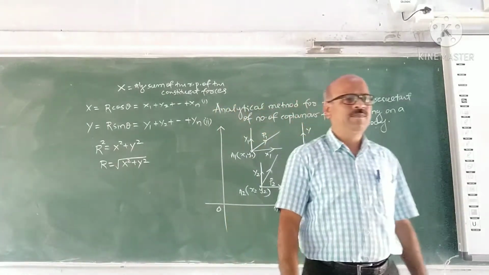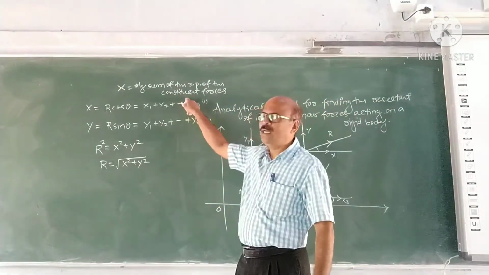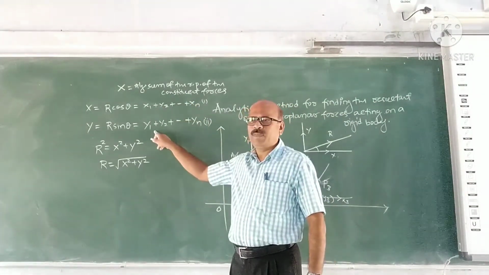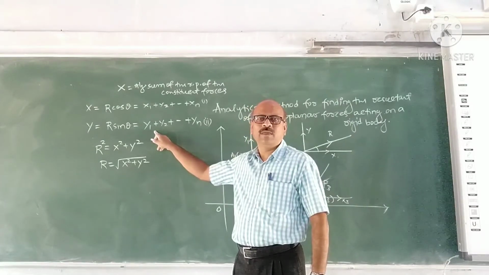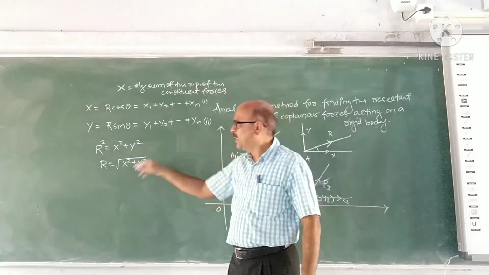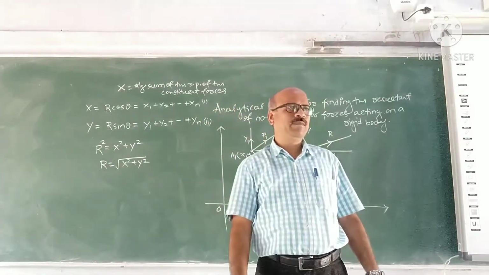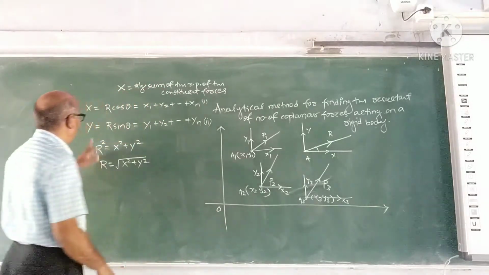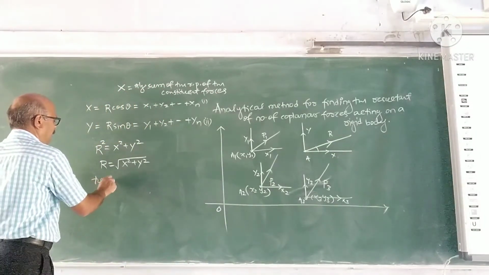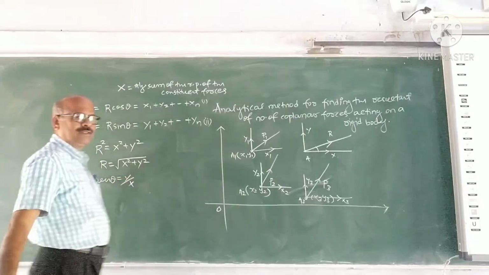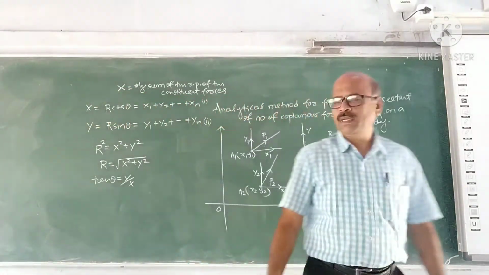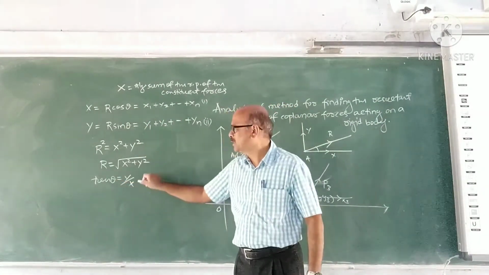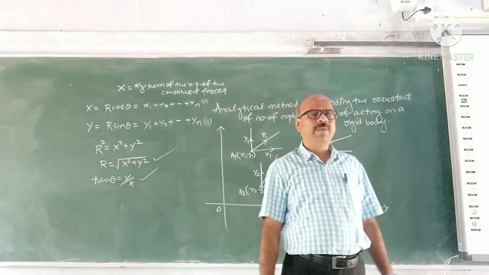What is capital X? Capital X is the algebraic sum of the resolved parts of the component forces. What is capital Y? Algebraic sum of the resolved parts of the component forces. Then capital R is root of X square plus Y square. Now to find the direction, tan theta is Y by X. This gives the direction. Theta is tan inverse Y by X. This gives the direction, and this gives the magnitude.